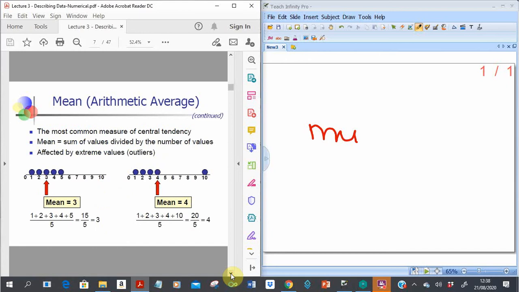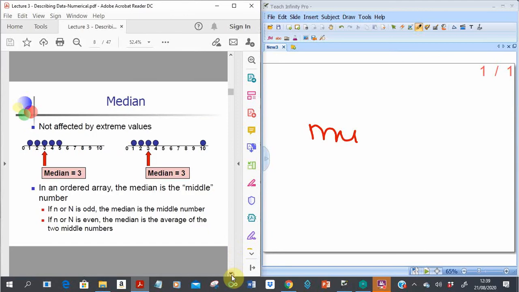Okay, so the mean, also known as the arithmetic average, is the most common measure of central tendency. The sum is given by that. Given an example, you have 1, 2, 3, 4, 5. What is the mean? Just add all the values and divide by the number of values that you have, which is 5. So your mean there is 3. And in the other case, you get 4 as your mean.